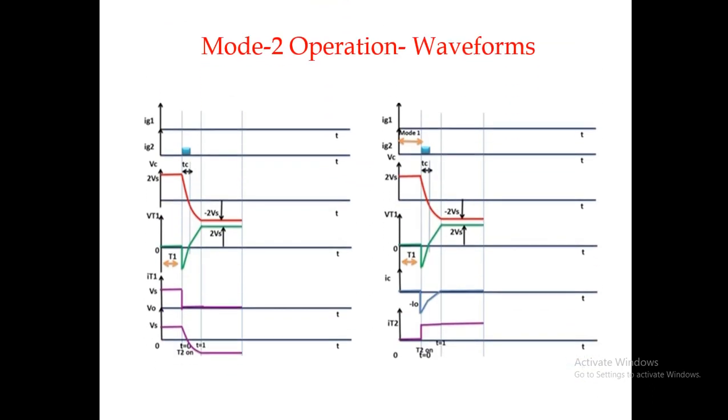And mode 2 operation involves the same thing, and continuing here. Look at this. After this point, our capacitor is going to be charged in the reverse direction, because T2 is conducting and having the voltage of minus 2 Vs. And this plus 2 Vs is available across the thyristor T2 because it is in the off condition, which we can see in the waveforms like this.